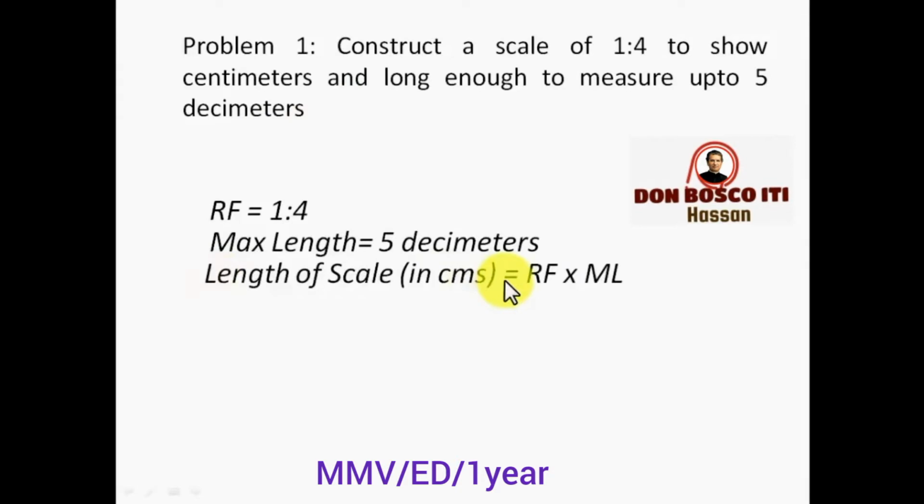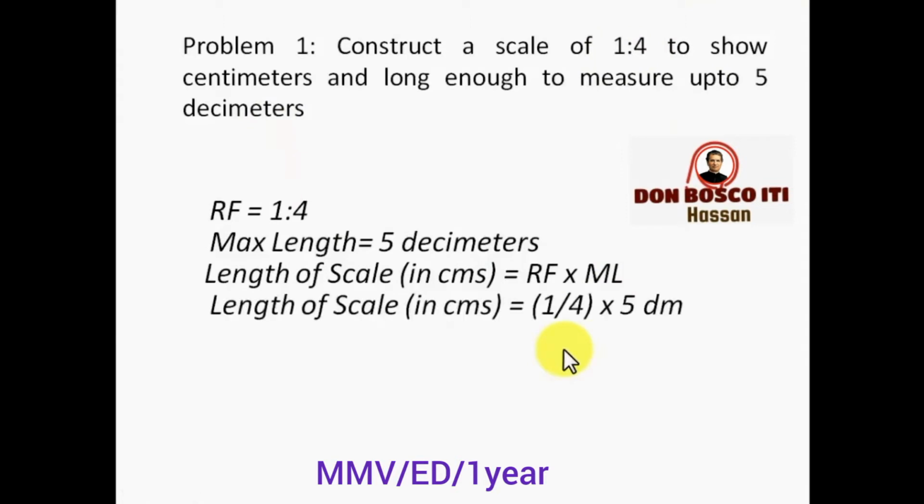Now length of scale is given by this formula, that is RF multiplied by maximum length. So we have RF as 1/4 and we have maximum length as 5 decimeters. So let's just put in all these values and let's see what happens. So we have this length of scale, RF has no units, and this maximum length has a unit, decimeter. So if you do this calculation, 1 times 5 is 5, divided by 4, it would work out as 1.25 decimeters. But unfortunately, the issue is the scale that we do have is a centimeter scale.